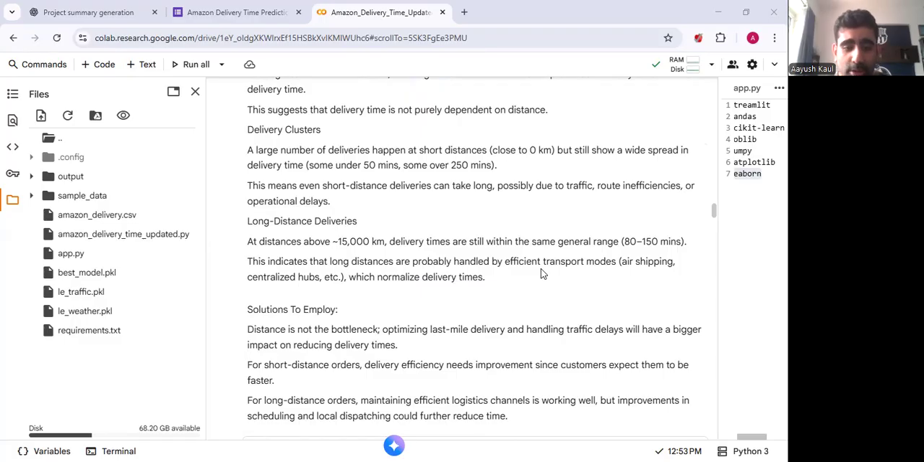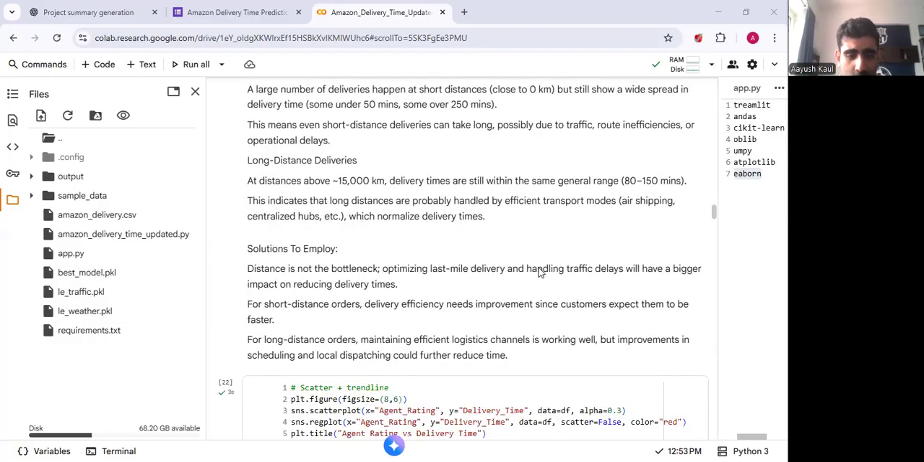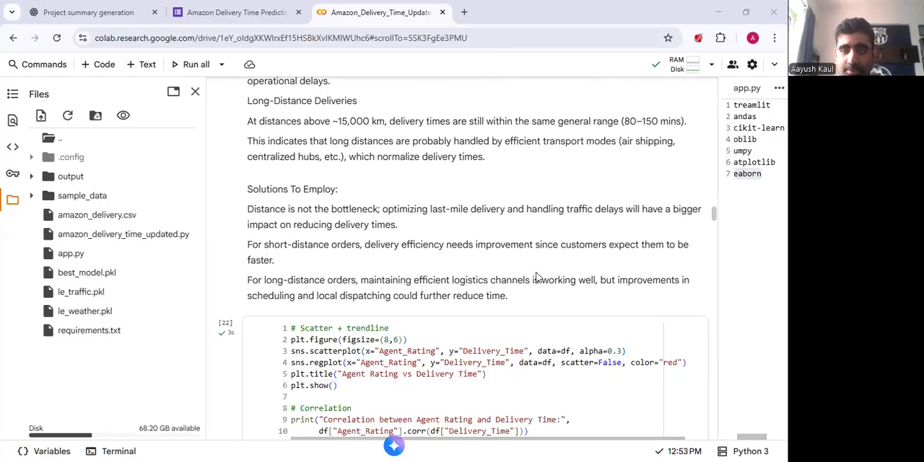The solutions we can employ to solve these problems are that distance is not the bottleneck. Optimizing last mile delivery and handling traffic delays will have a bigger impact on reducing delivery times. For short distance orders, delivery efficiency needs improvement since customers expect them to be faster. So there should not be any high variability in short distance orders. For long distance orders, maintaining an efficient logistics channel is working well, but improvements in scheduling and local dispatching could further reduce time. So mainly we need to focus on short distance orders.